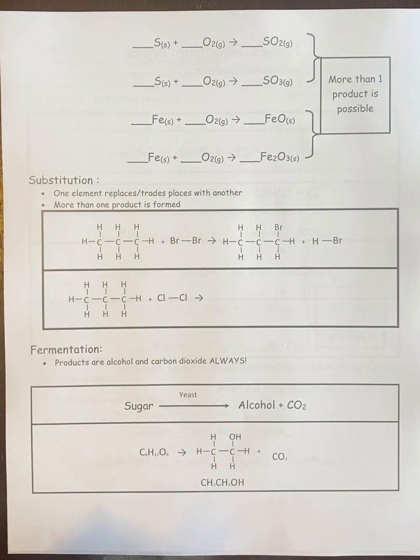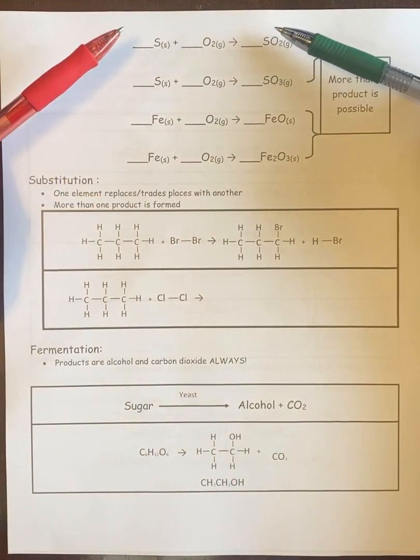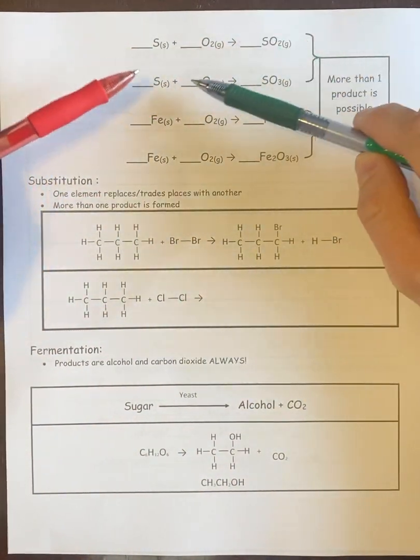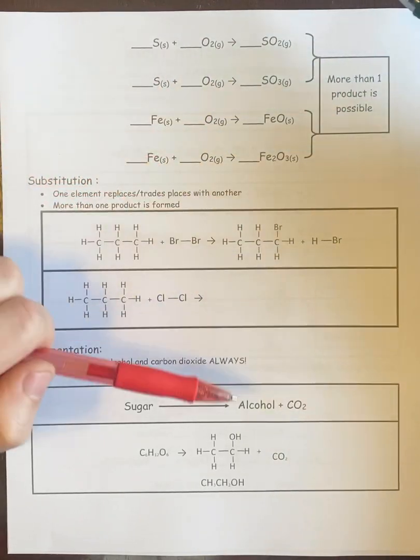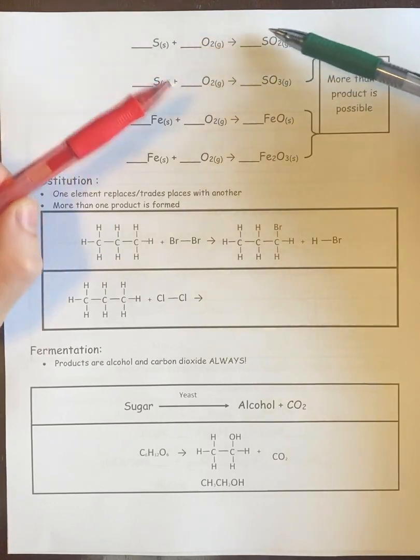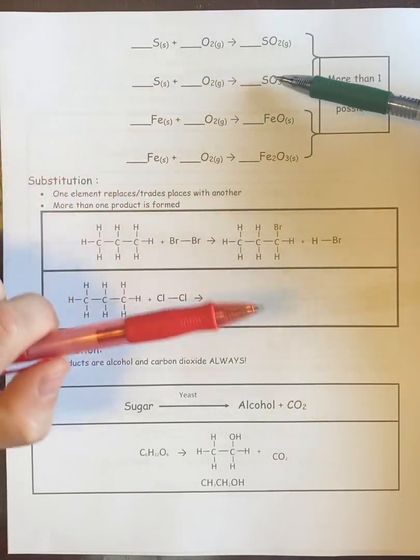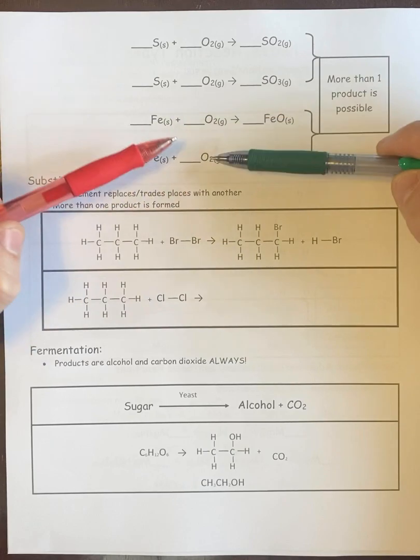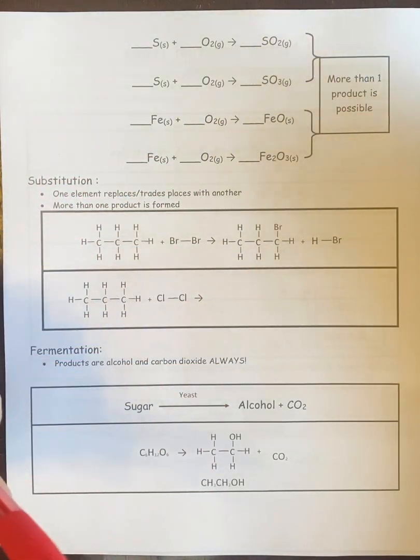inorganic addition. They're pretty simple. 2 becomes 1, 2 becomes 1, 2 becomes 1. You get the idea. Now, if you notice, here I have S and O2, and they make SO2, and here I have S and O2, and they make SO3. Same thing with the Fes and Os. More than one product is possible, but again, we don't really care about that because it doesn't really matter. We just need to know if it's addition or not, and that's pretty much it.